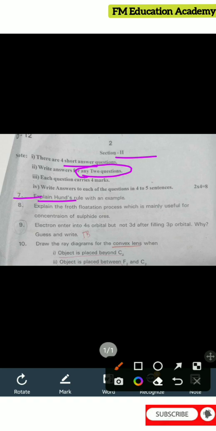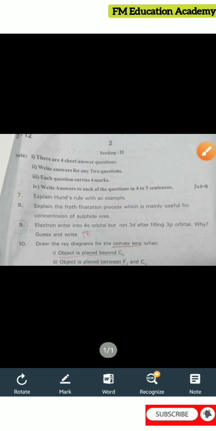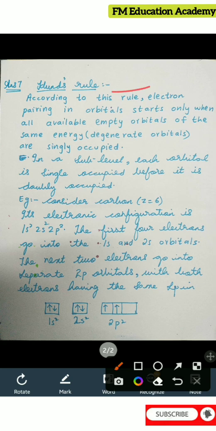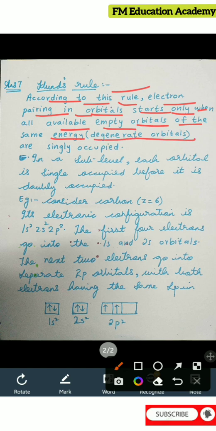7th question is explain Hund's rule with an example. So you need to state what is Hund's rule. You need to explain it with the help of an example. It is from the chapter Structure of Atom. So first write the heading Hund's rule. According to this rule, electron pairing in orbitals starts only when all available empty orbitals of the same energy, that is the orbitals which are empty and which have the same energy, those are called as degenerate orbitals. When they are singly occupied, then only the electrons will be paired in the orbitals.